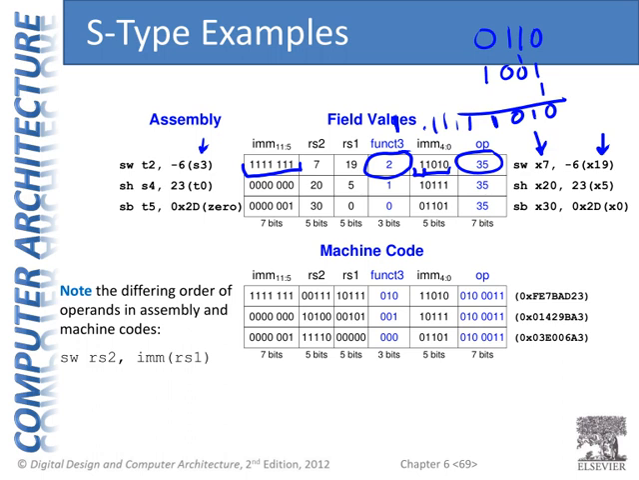I just fill in RS1, 19, my base address, and register 7 holds the value I want to store to memory, so RS2. And then same thing as before, now I just fill in the fields on the bottom.